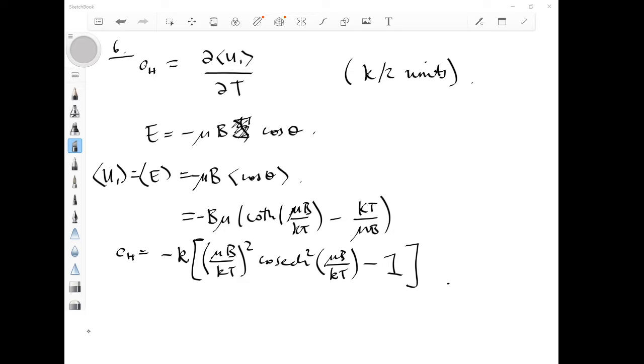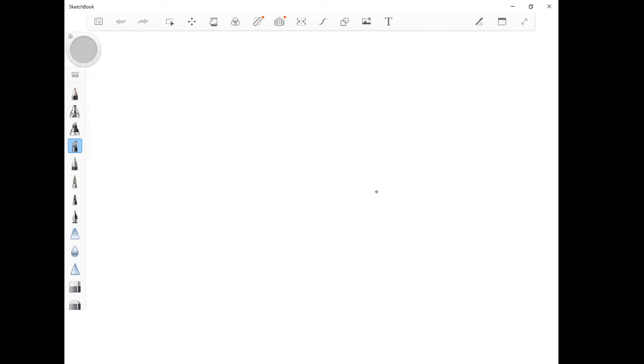Alright, so for anyone who doesn't know what the question is from, how do you know how to start off? Okay, so question 3 of question 1: find an expression for the mean magnetic moment of the system.